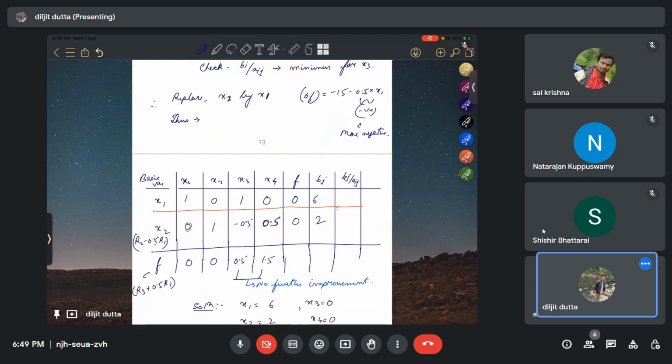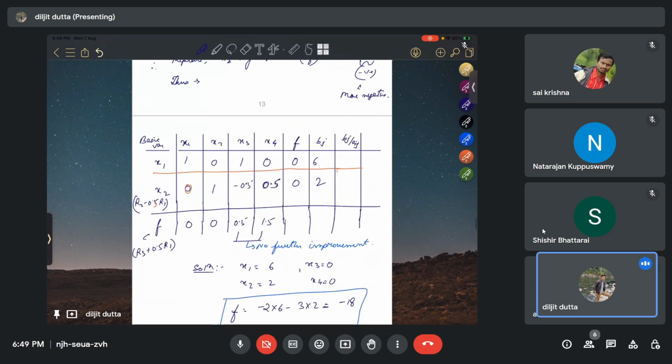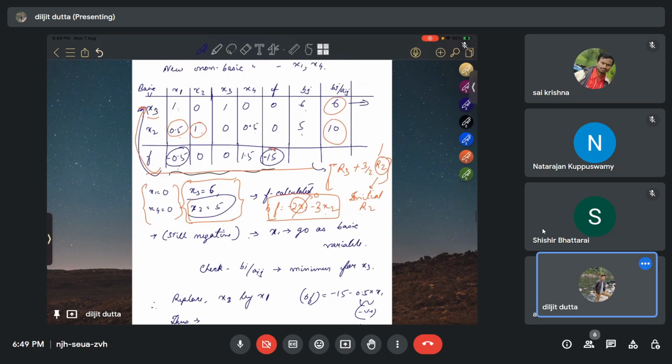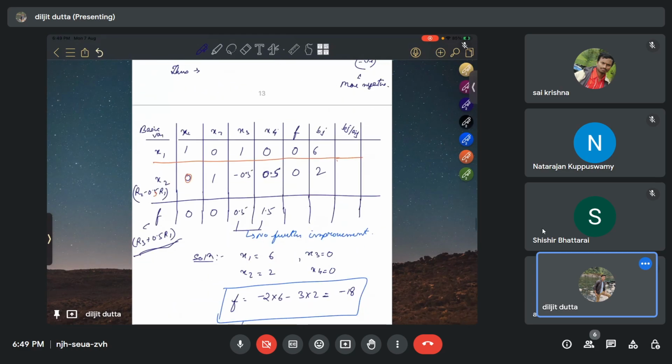Okay, and for the third row, that is the objective function row, we will do the row operation R3 plus 0.5 R1. Why? We have minus 0.5 there. If we add 0.5 times the first row, the coefficient of x1 in R3 will be 0. So we do this operation, we get 0 here. Again for x2 we will get 0, and for x3 and x4 we will have 0.5 and 1.5.